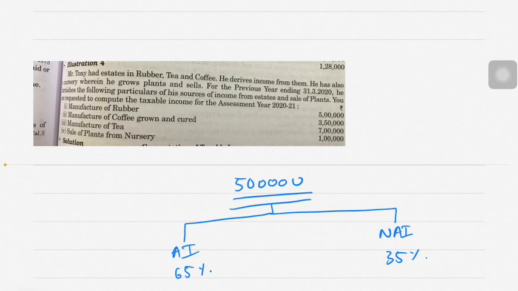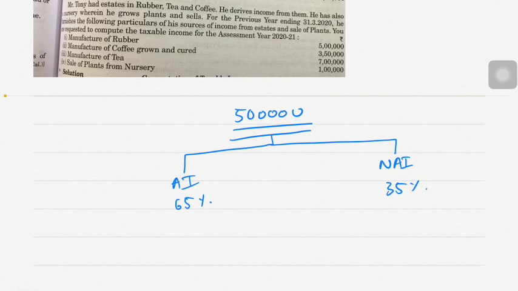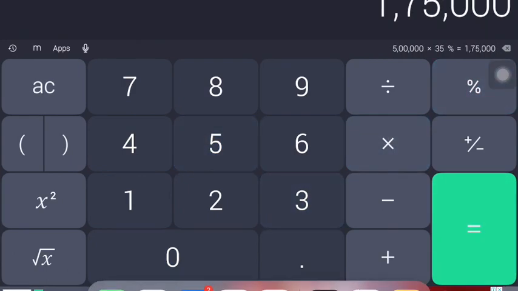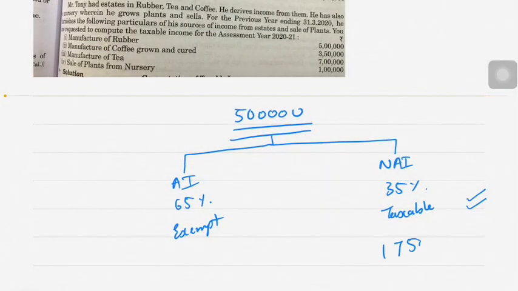So, you are supposed to calculate taxable income for the assessment year 2021. Agricultural income is exempt, and non-agricultural income is taxable. Correct? And you are supposed to find out taxable income, which means you are supposed to find out non-agricultural income. So 5 lakh into 35% comes to 1,75,000. So 1,75,000 is your taxable income.